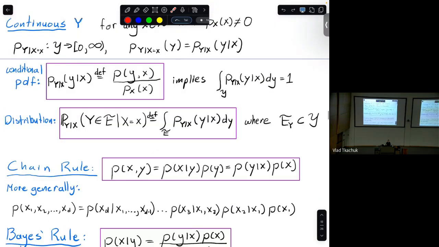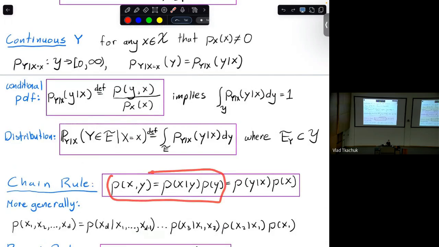You can move that to the right-hand side and you get the following expression, which sometimes people call the chain rule. Now the probability of X and Y happening can be read as the probability of Y first happening, and then conditioned on the fact that Y happened, the probability that X happened. It turns out you can keep doing this in general with more and more random variables, and it looks something like this.